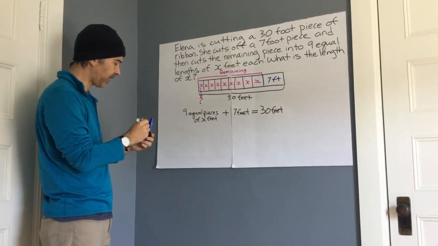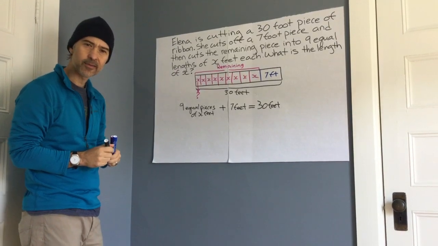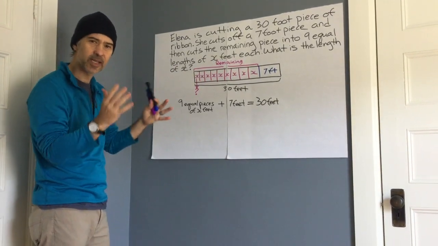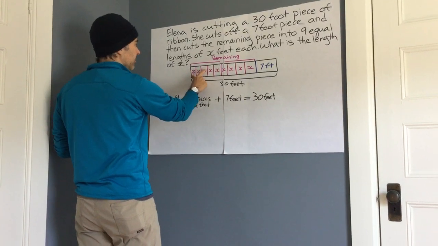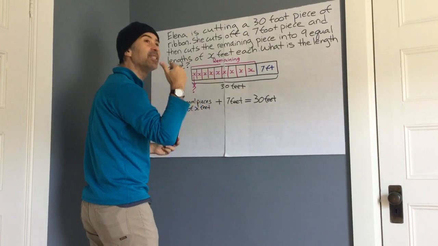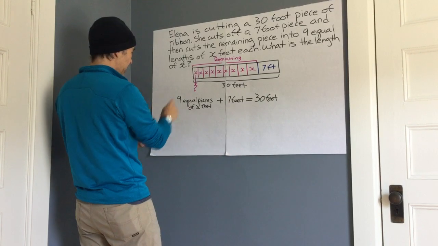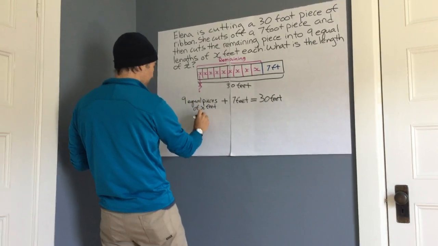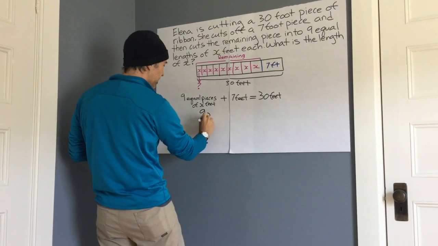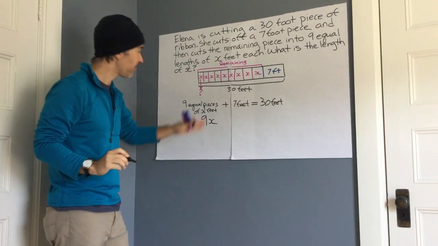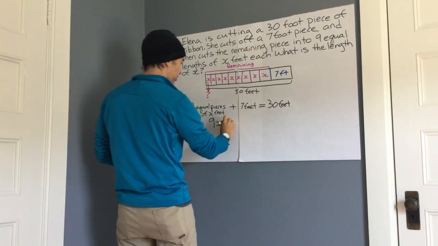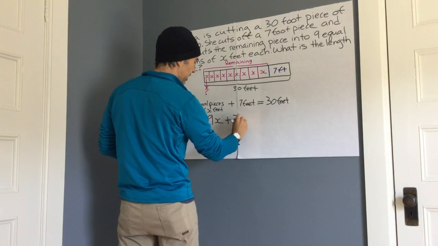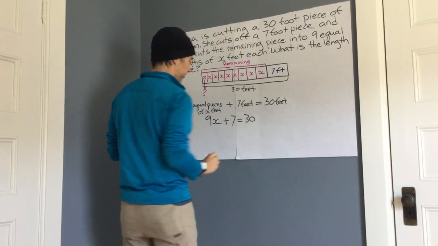9 equal pieces of X feet. How could I write that mathematically? Symbols and numbers. I see X pieces 9 times. So I'm going to write 9 equal pieces of X feet as 9 times my X. I have 9 equal groups of X, plus my 7 equals 30 feet.